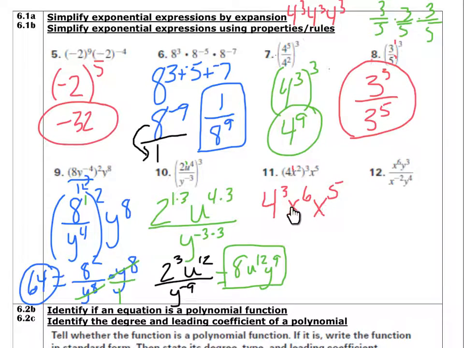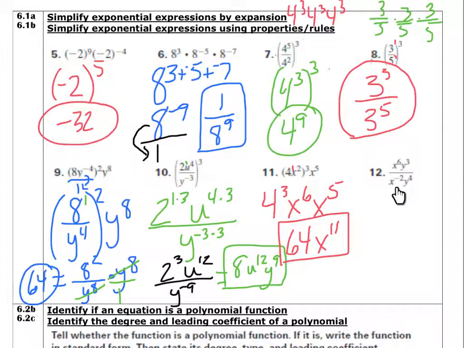In this case, we can combine these together by adding the exponents. At the same time, 4 cubed we can do. 4 times 4 is 16. 16 times 4 is 64. So this simplifies to 64 and x to the 11th power as a final answer.